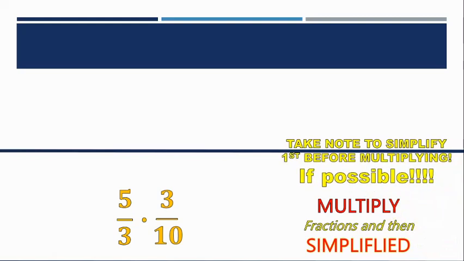So by looking at it, I could simplify it using cross cancellation. Okay, so I could pair 5 and 10, so that would be 1 and 2. And 3 and 3 also could be paired and simplified, so that would be 1 and 1. So now, my answer is in simplest form, which is 1 over 2, because 1 times 1 is 1 and 1 times 2 is 2.